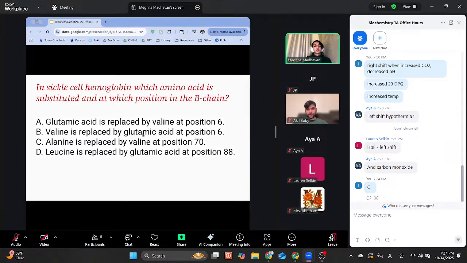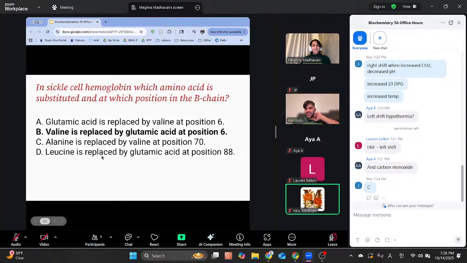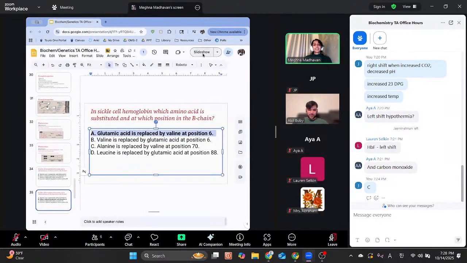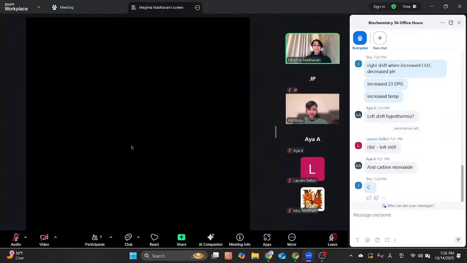I think Akil just went over this, so you guys should know that it's valine, the substitution at position 6. I read it the other way around. Should it be A? It might be A. Oh, G6V, okay. I did not write these. I will fix that right now. There we go. Maybe I did read it properly.